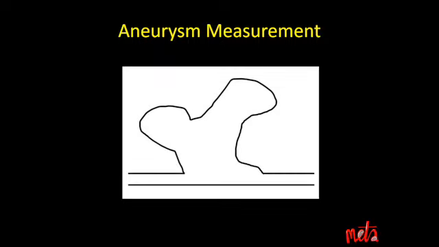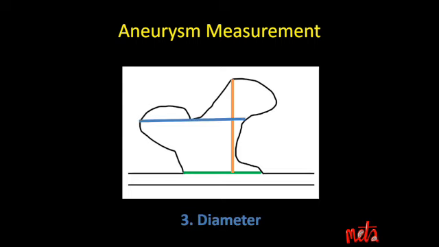Again, another example of an irregular aneurysm. The neck is fairly simple on this image. Perpendicular to this, extending up to the sac, is the height. And again, perpendicular to this is the diameter. So those are the three measurements we're asking to record, and they're all on the same slice.